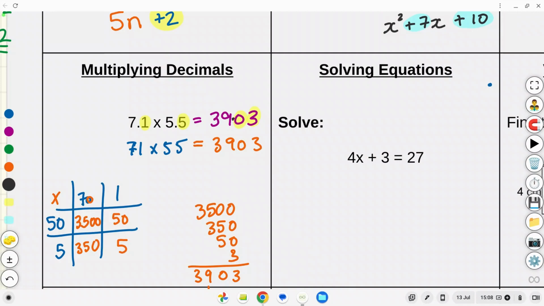So you can count the decimal places in the question. There'll be the same number in the answer. Or you can estimate. You can think of it as roughly 7 times 5, which is 35. And that then gives you an idea, well, it's got to be 39.03 if we're estimating it as 35. So a few ways of doing that.